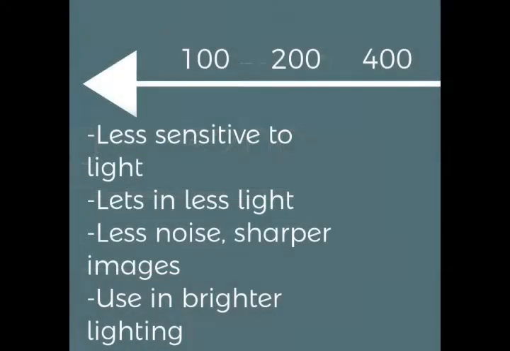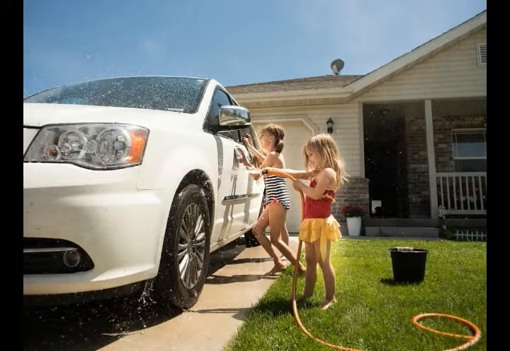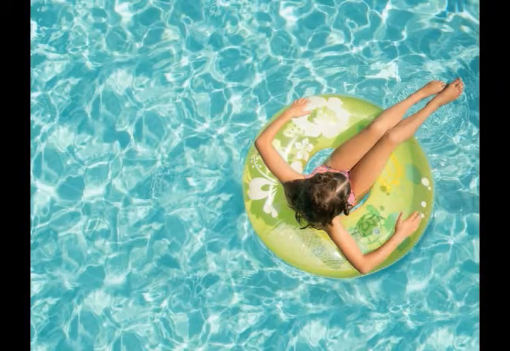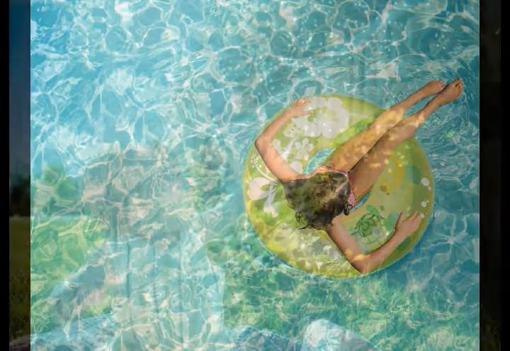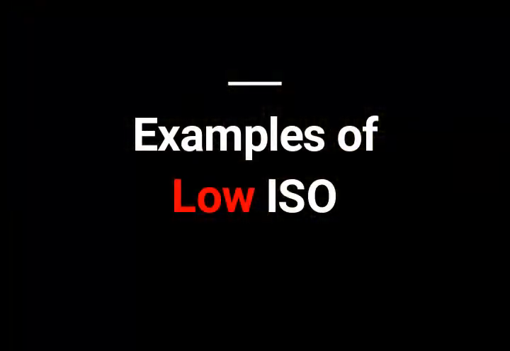Low ISO numbers, like 100, 200, and 400, are going to be used when your camera does not need to be very sensitive to the light around it. Meaning you'll use low ISO numbers when the environment you're shooting in is bright. So outside in the middle of the day means low ISO because there's so much light around you that your camera doesn't need to be very sensitive to the light. Lower ISO numbers also mean less grain, and that means less grainy images. Here are some examples.